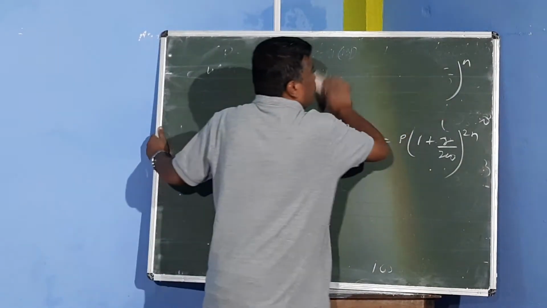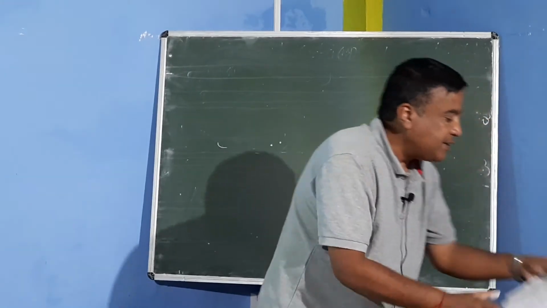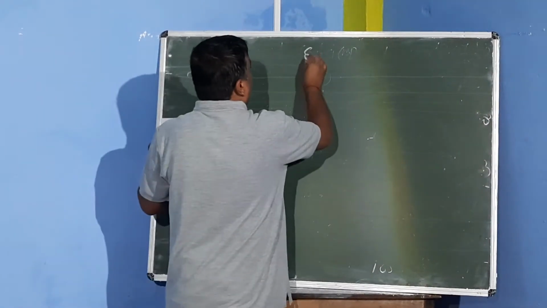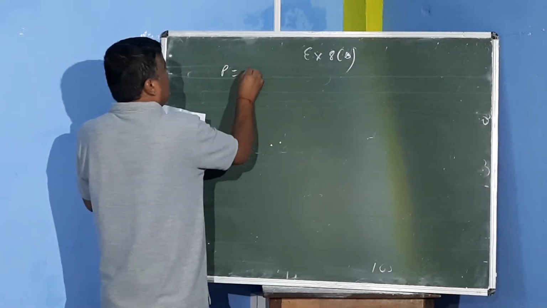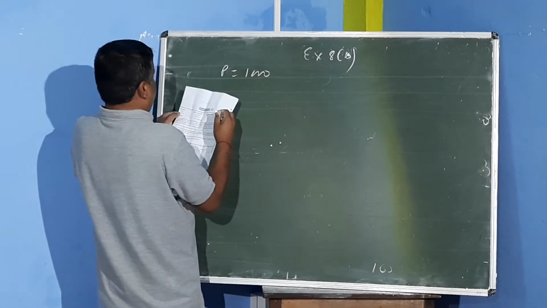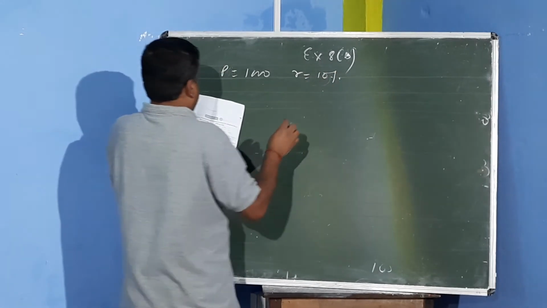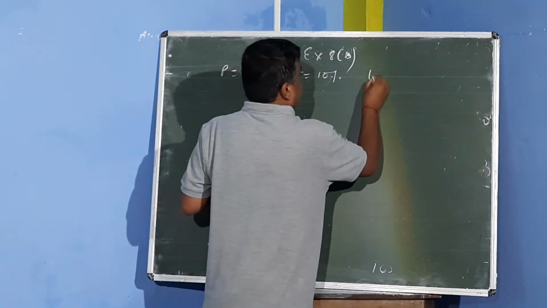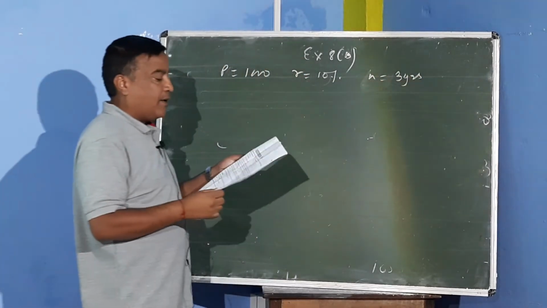Exercise 8B, second question. Here you have to use the formula. Principal is 1000. Rate is 10%. Time is 3 years, n or t is 3 years. And it is yearly.